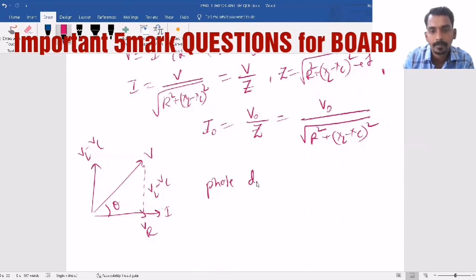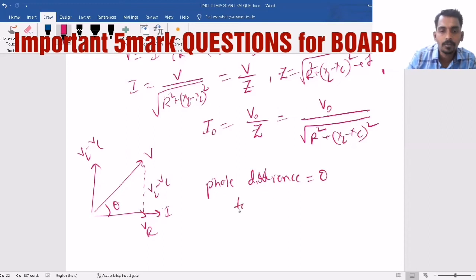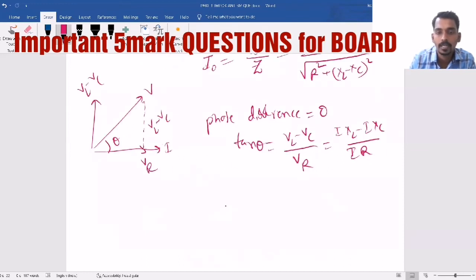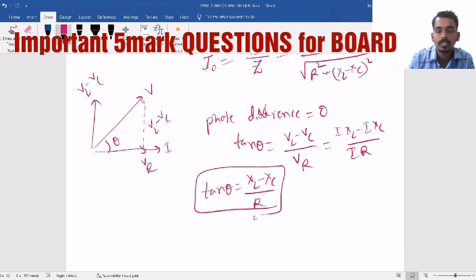Now the phase difference is theta. Therefore, from this right angle triangle, tan theta means VL minus VC by VR, opposite by adjacent. VL means IXL minus IXC by IR. So here I will get cancelled. So tan theta will become what? XL minus XC by R.